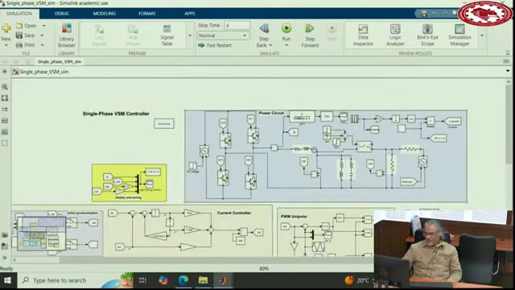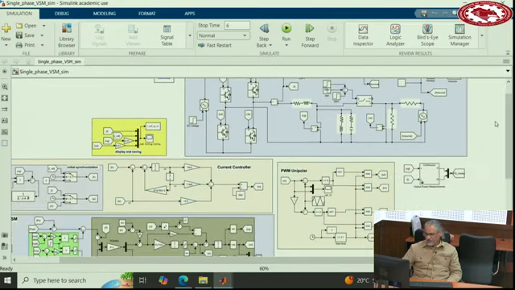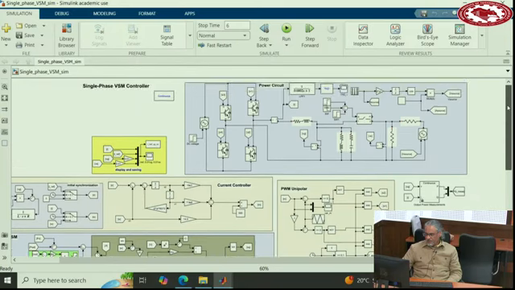So the power circuit is the same as before. We have a single phase inverter. Here is the DC voltage, an inductor, and a load. Whenever you have a load, I said you need to have some capacitors. And then it is connected to the grid. So this switch connects and disconnects from the grid.